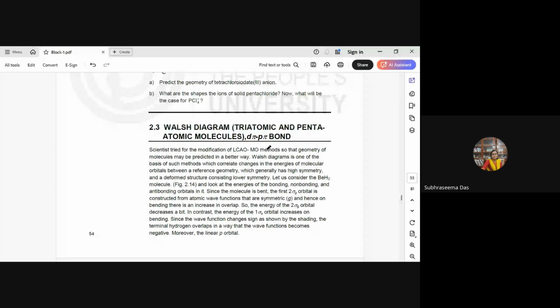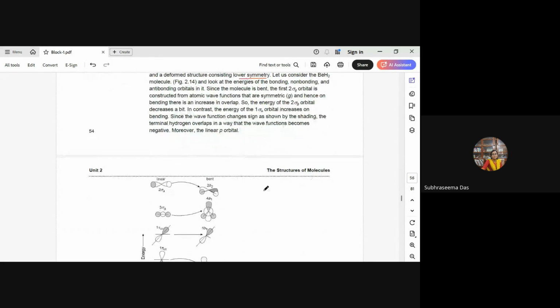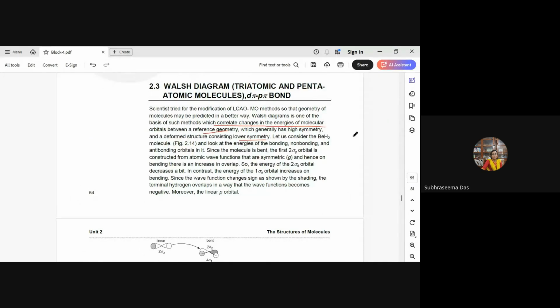So then comes the Walsh diagram. Here this method mostly uses the LCAO, that is the linear combination of atomic orbitals, and MO, the molecular orbitals, that is their combination, so that the geometry of molecules may be predicted in a better way. So the Walsh diagram is one such method which correlates the changes in energy of molecular orbitals between a reference geometry, which has high symmetry, and a deformed structure, that is of lower symmetry. So let us consider BeH2 here. Here in the example, it has been shown for BeH2.